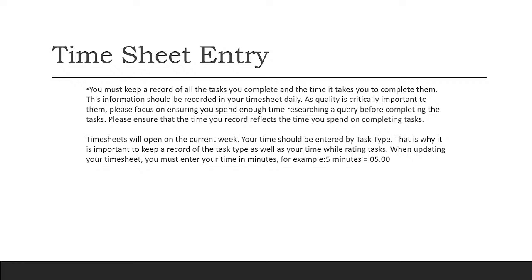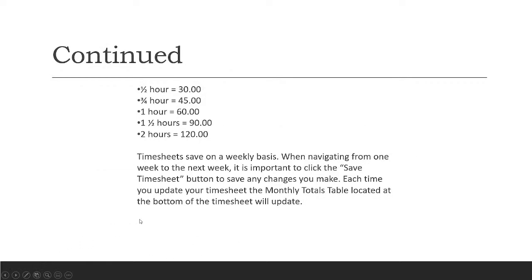This is why it's important to keep a record of the task type as well as your time while rating. When updating your timesheet, you must enter your time in minutes. For example, 5 is 05.00. Here are some examples. A half an hour is 30.00. 3/4 of an hour is 45.00, and so on and so forth.